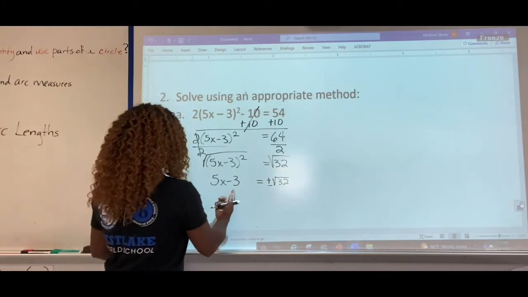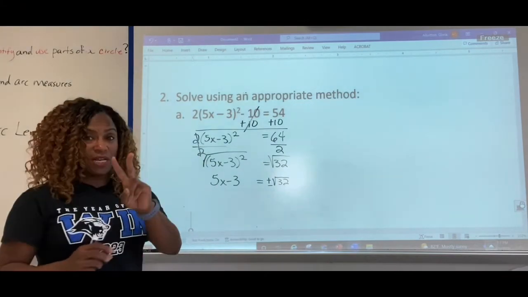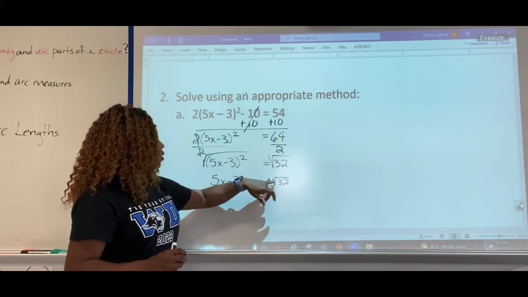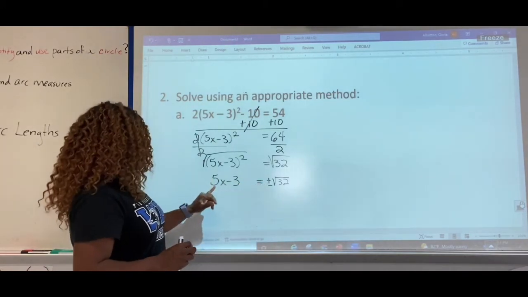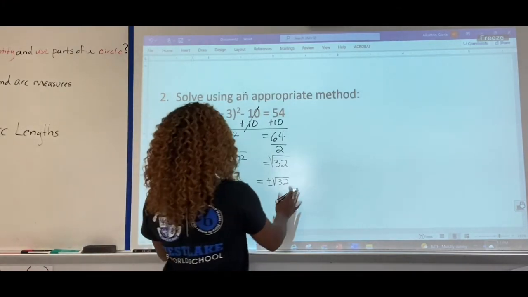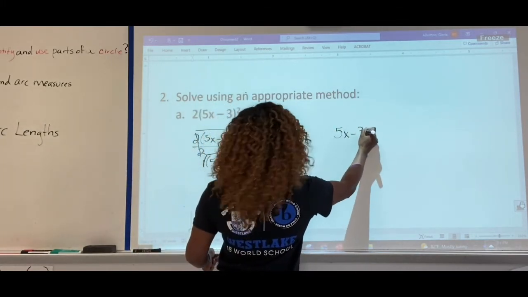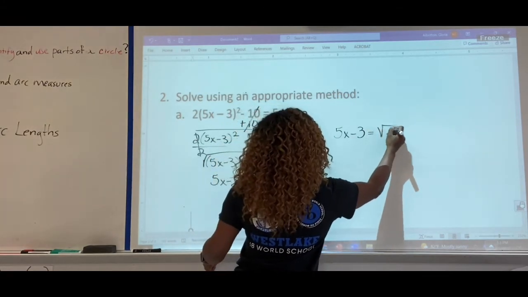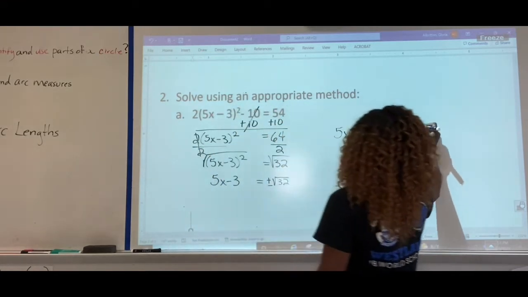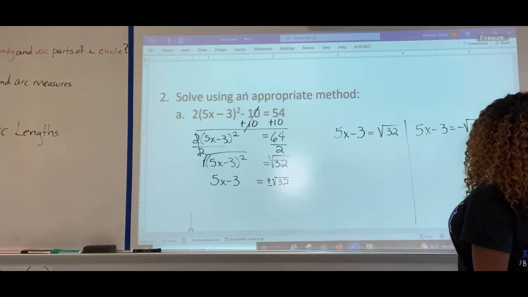But from here, what I can do is split it up into the 2 problems, because remember, we're gonna have 2 answers for most of these quadratics. Since we've got 5x minus 3 equal to a positive square root of 32, it's also 5x minus 3 equal to a negative square root of 32. So I'm gonna write both problems. The first one will be 5x minus 3 equals positive square root 32. And then the other one will be 5x minus 3 equals the negative square root 32.